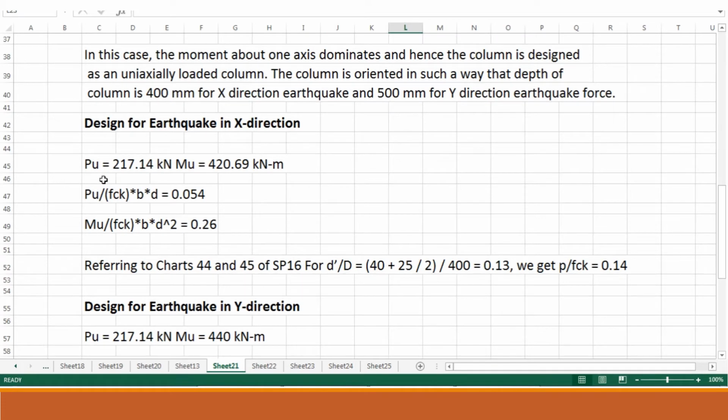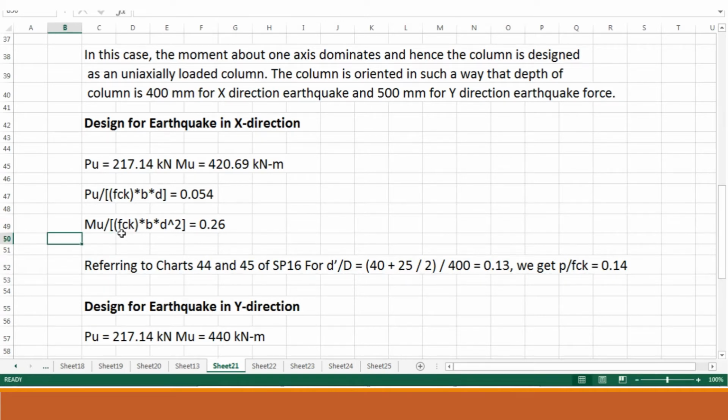Now PU is the actual load, that's 217.14 kN, and MU is 420.69 kNm in X direction, which we have already calculated from the analysis for this column. So PU by FCK BD would be 0.054, and MU by FCK BD square, similarly with all these terms at the bottom, is 0.26.